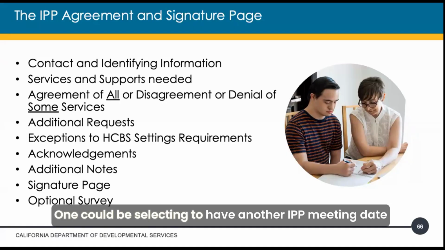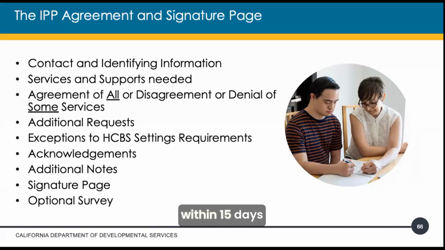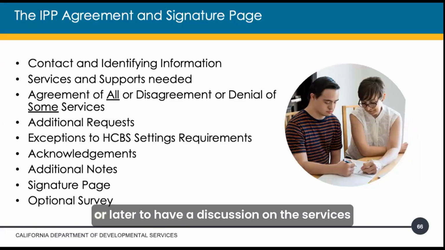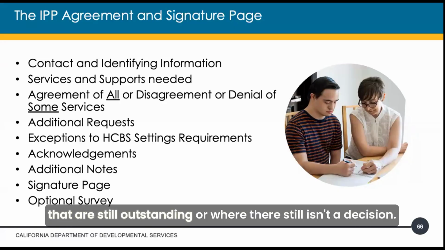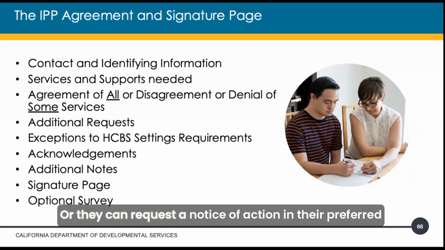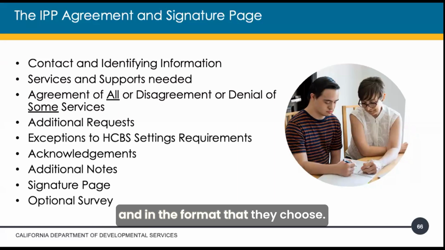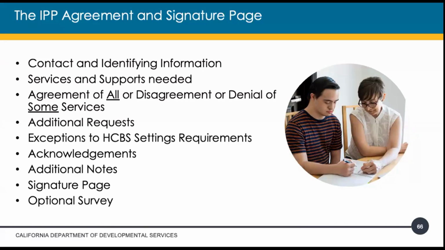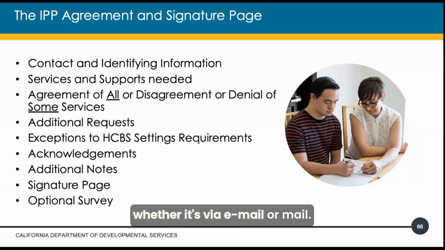One could be selecting to have another IPP meeting date within 15 days or later, to have a discussion on the services that are still outstanding or where there still isn't a decision, or they can request a notice of action in their preferred language and in the format that they choose, whether it's via email or mail.